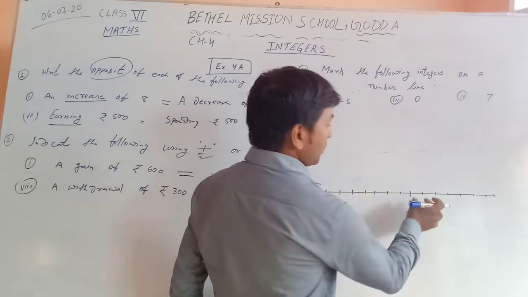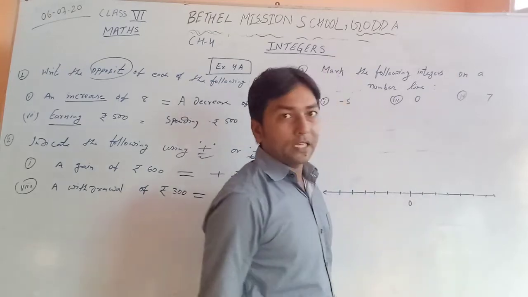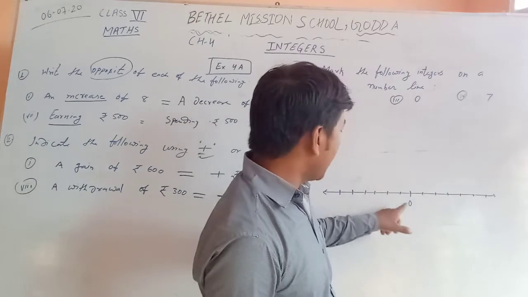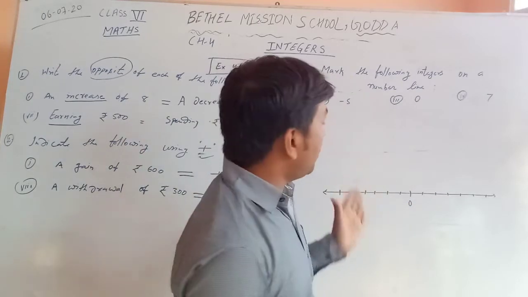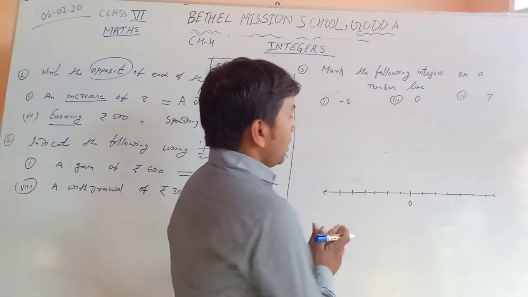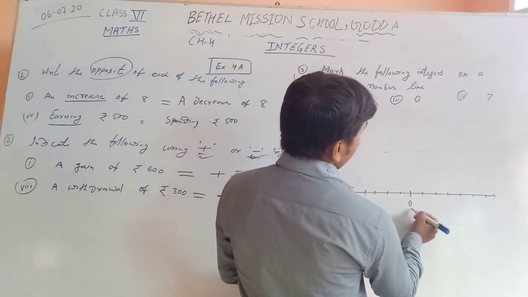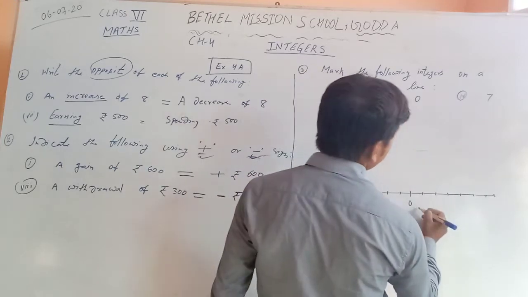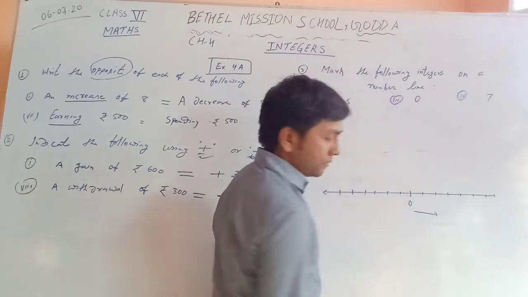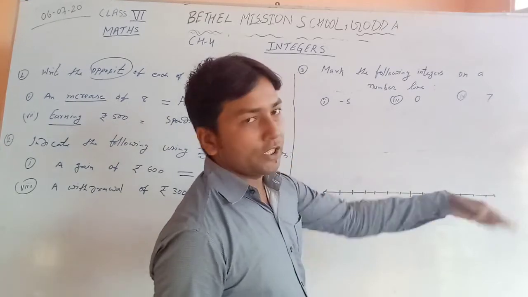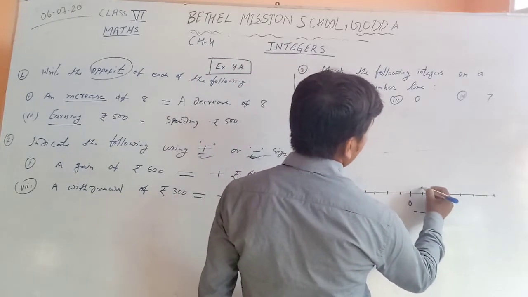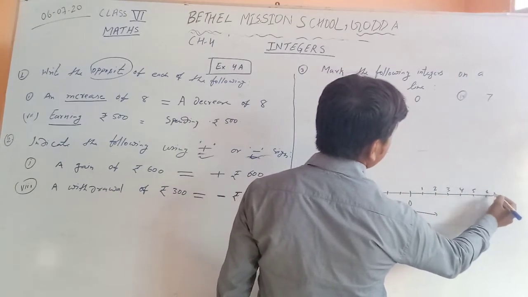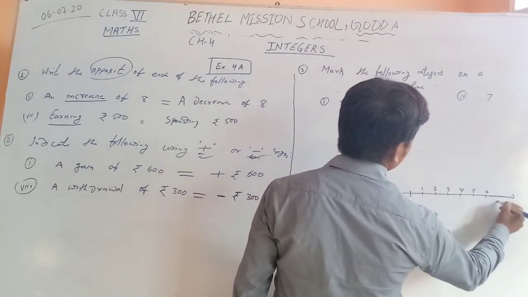The distance between two lines should be equal. If you have taken 1 centimeter, then here 1, 2, 3, 4, 5. Okay, here also. Now when you move right to the 0, you have to write 1, 2, 3, 4, 5, 6, and so on.